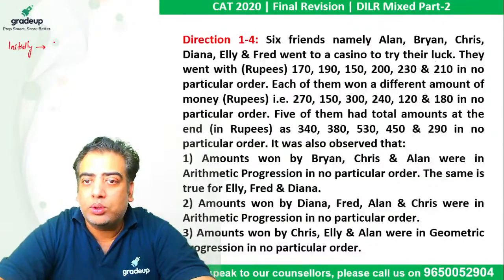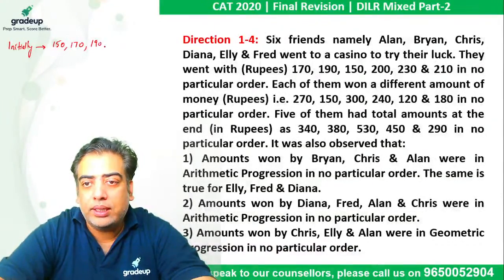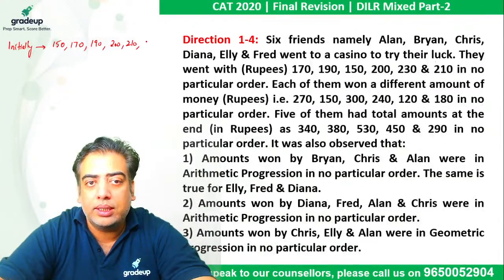So I'm going to write them in increasing order. So the least value is 150, then 170, 190, 200, 210, and 230.